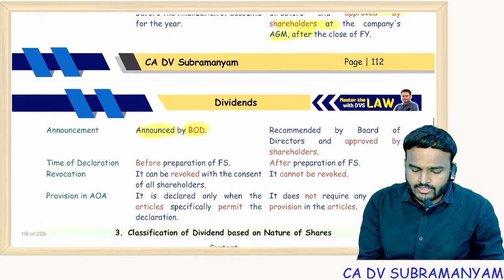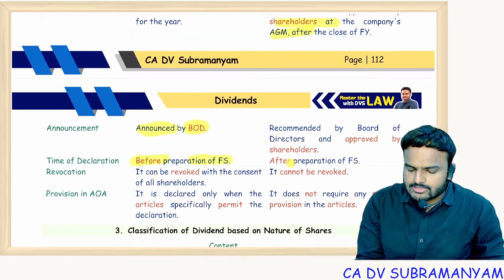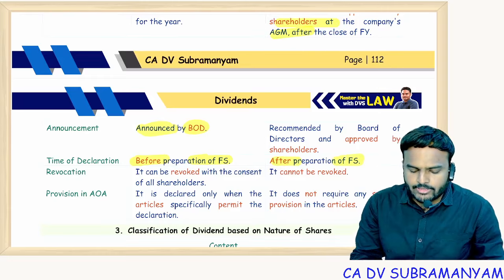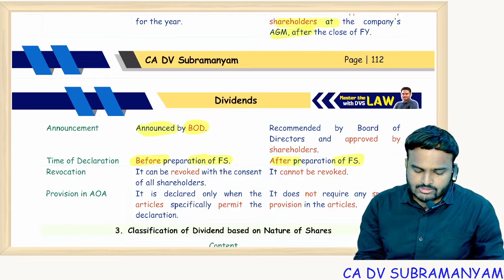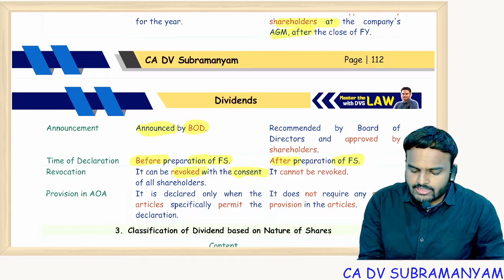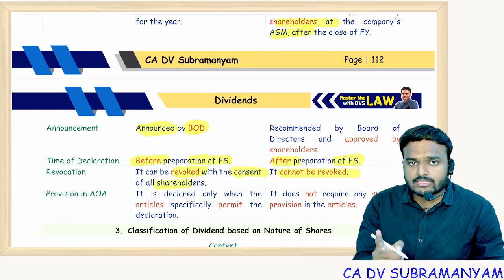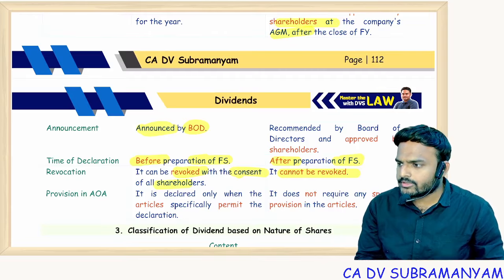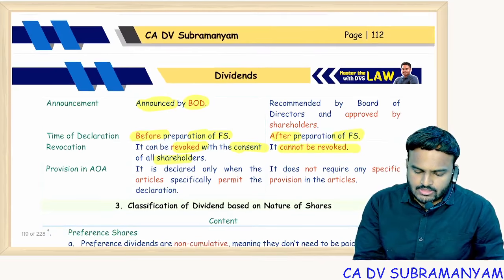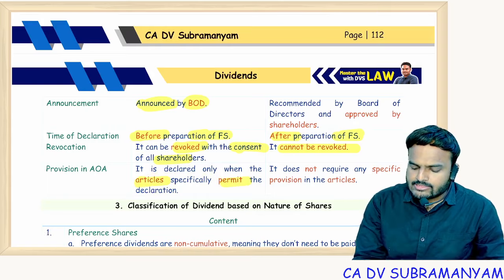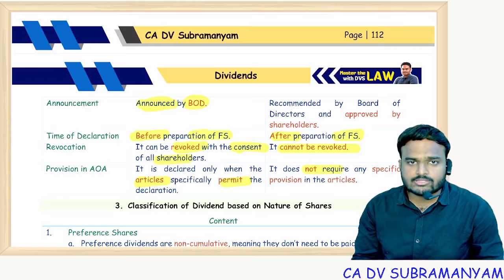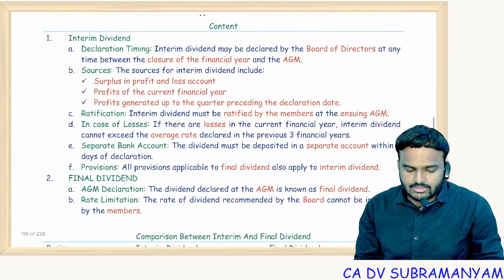Time of declaration: interim dividend is before preparation of financial statements, whereas final dividend is after preparation of financial statements. Next one, interim dividend can be revoked with the consent of shareholders, but final dividend once declared is a debt and can't be revoked. Next one, a provision in the AOA, articles permission is required for interim dividends, whereas for final dividends, specific permission is not required.